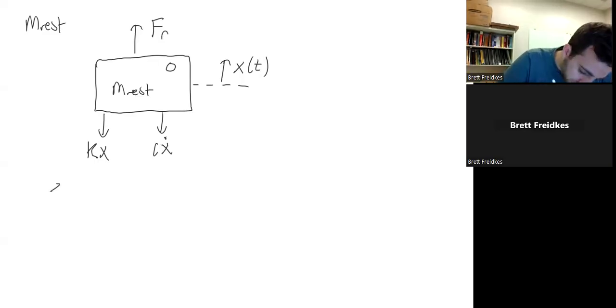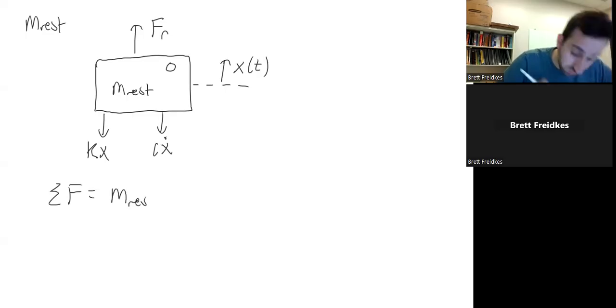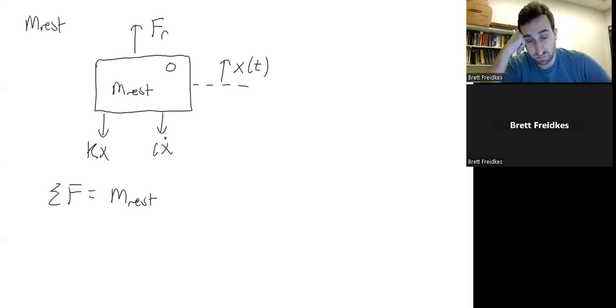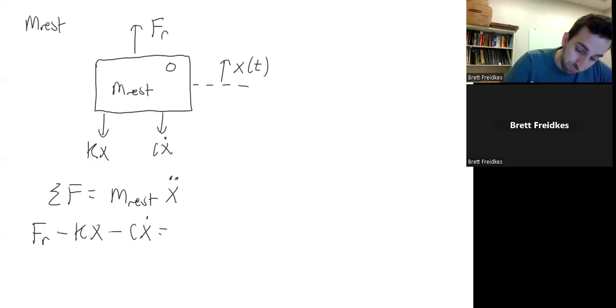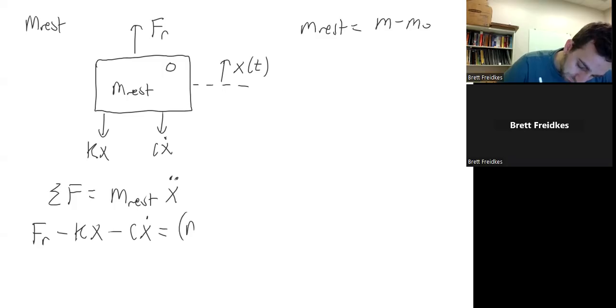So we can do the sum of forces for this problem. And that's going to be equal to m rest, because I'm just looking at the rest of the system. I'm not looking at the whole system. I'm just looking at this without the mass, times its acceleration, which is x double dot. So I have F_r pointing up. I have kx pointing down. I have c x dot pointing down. And m rest, remember, was the total mass, m minus m naught. This is (m minus m naught) x double dot.